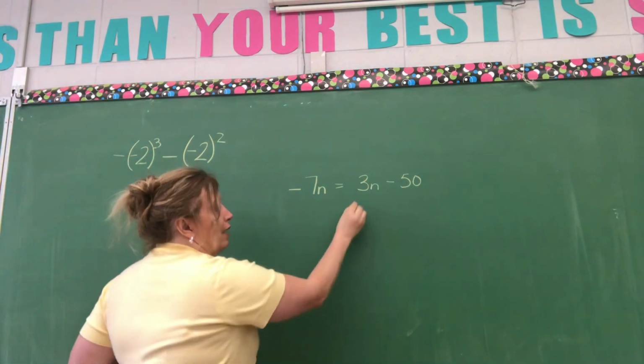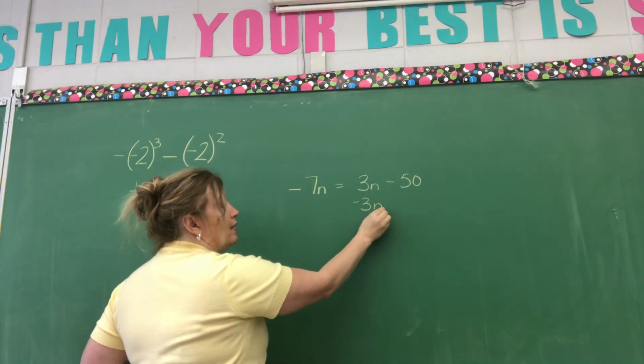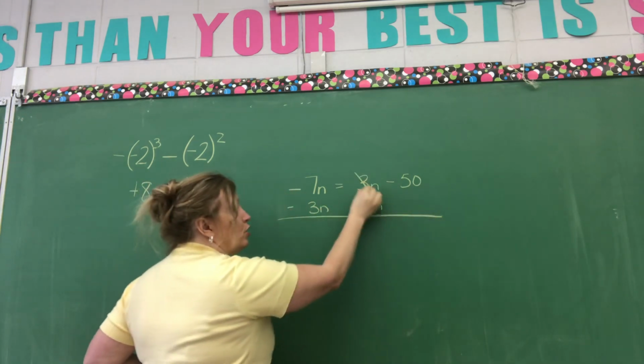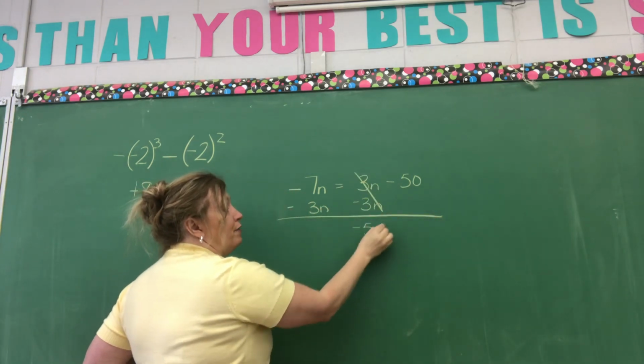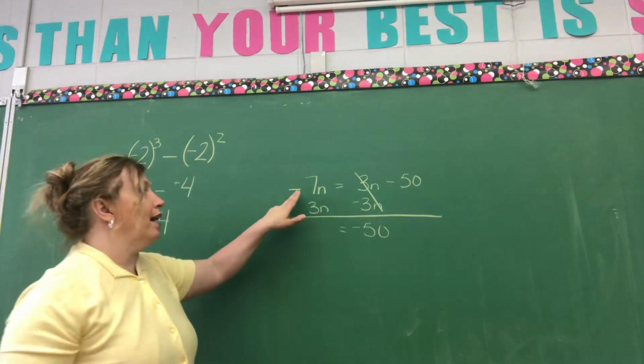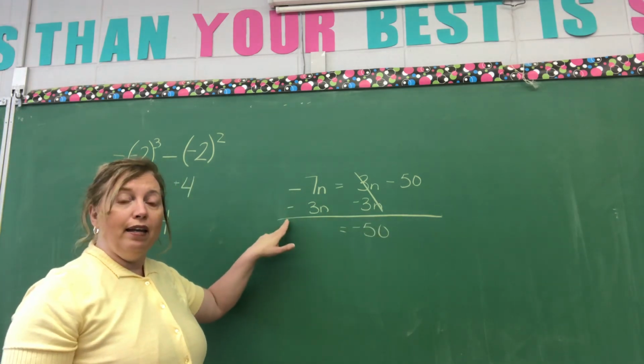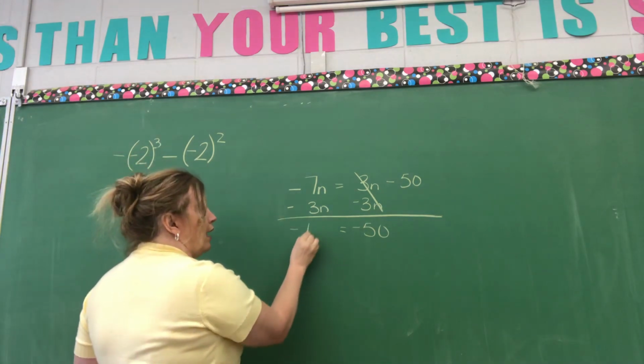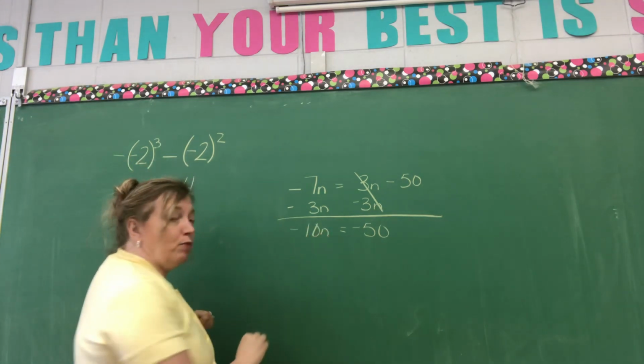Now I need to solve it. Okay, we're going to subtract 3n because we're trying to get all of the n's on each side. So we're going to put 3n over here. These two are going to cancel, leaving us a negative 50. On this side, I have 7n and negative 3n. Okay, so what do I have? I have a negative 10n because that is subtract.